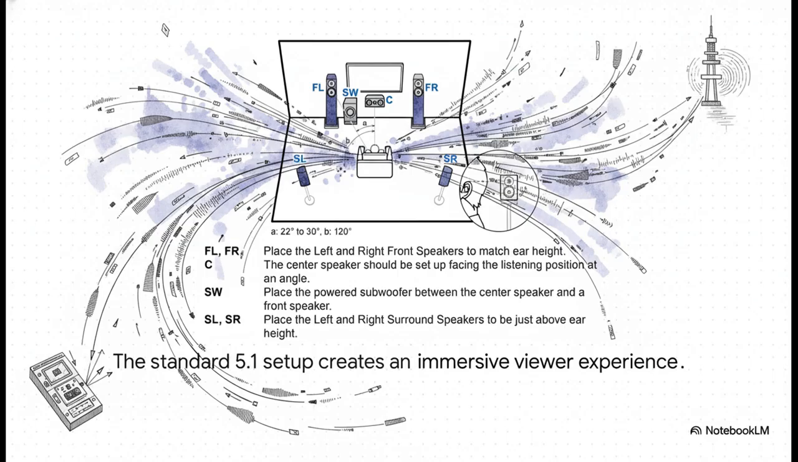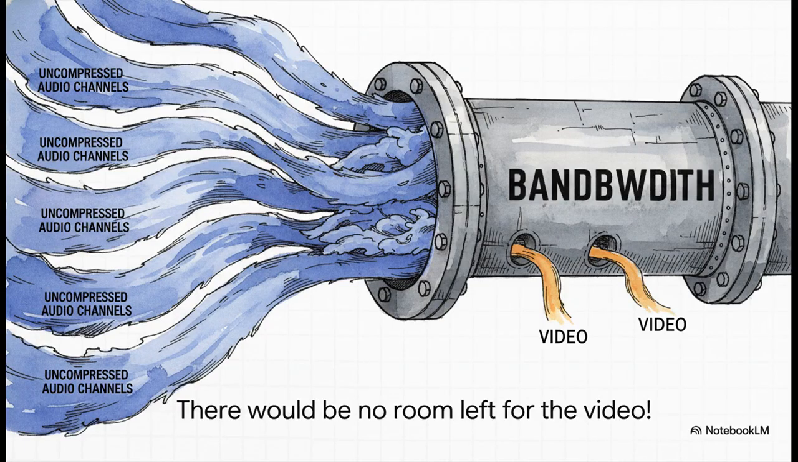But for an engineer, man, each one of those channels is another stream of data that they have to cram into that signal. And this really is the bottom line. If you tried to send all 6 of those channels totally uncompressed, raw audio, they would just gobble up a massive chunk of your bandwidth. I mean, you'd barely have any room left for the actual video. It's not even an option.